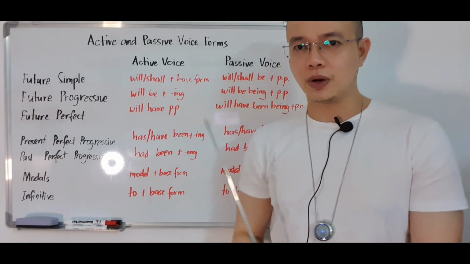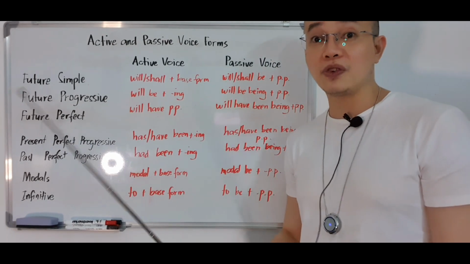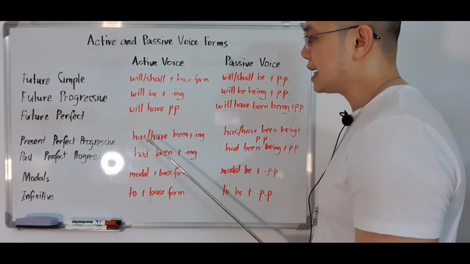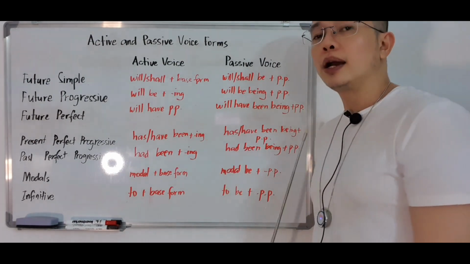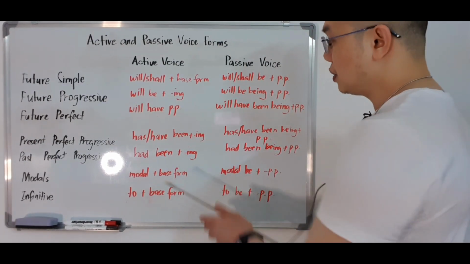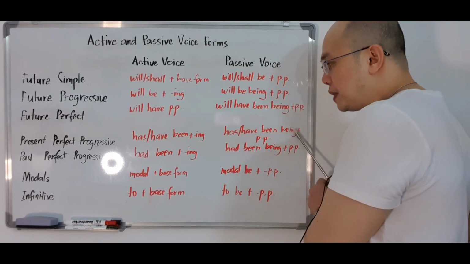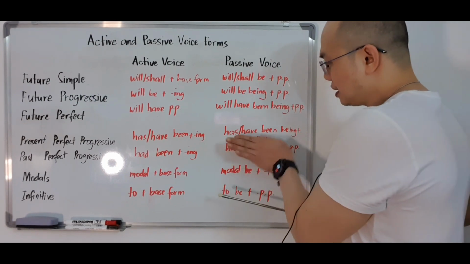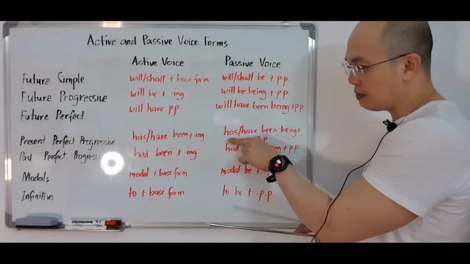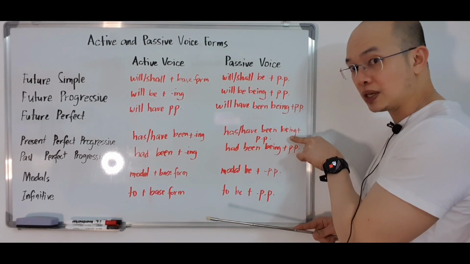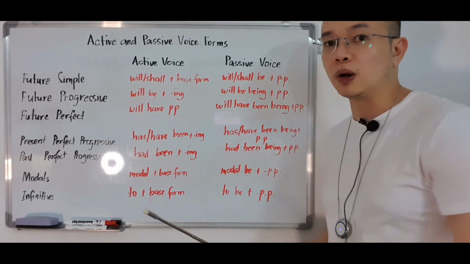Okay. All right. Let's go to the next forms or tenses. Present perfect progressive. Present perfect progressive is has, have, been plus ing. And for the passive voice, of course, you will have has, have, been being, very long. Since you're talking about present perfect progressive, your be verb must also be present perfect progressive, as you can see. Has, have, been being, and then the past participle form.